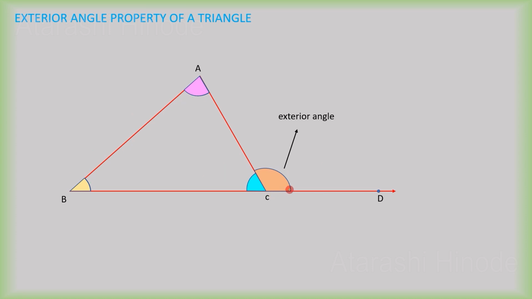Now, let me move the angle A and place it above the exterior angle like this, and angle B also. Here you can see the exterior angle is equal to the sum of the angles A and B. So we can say in this triangle ABC, measure of angle ACD equals measure of angle A plus measure of angle B.